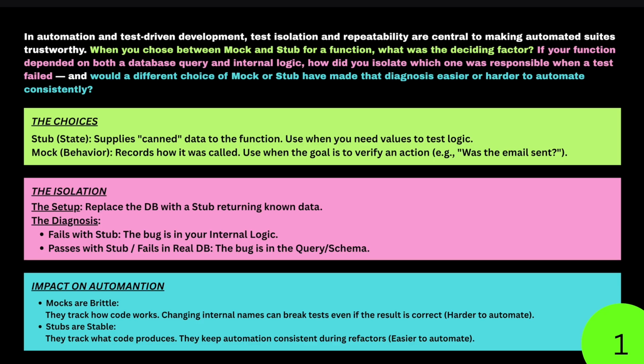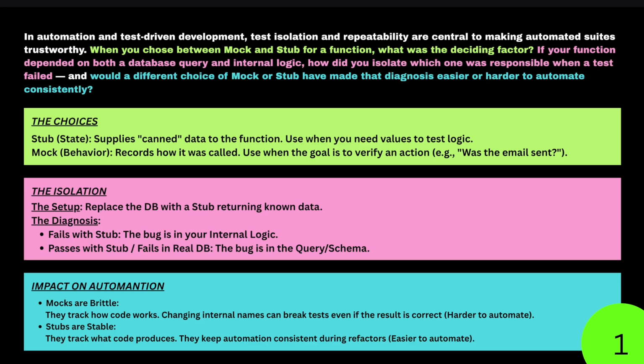And for the diagnosis, if it failed with stub, then the bug is in your internal logic. But if it passes with stub but still fails in the real database, then the bug is in the query or schema. And would different choices of mock or stub have made that diagnosis easier or harder to automate consistently?